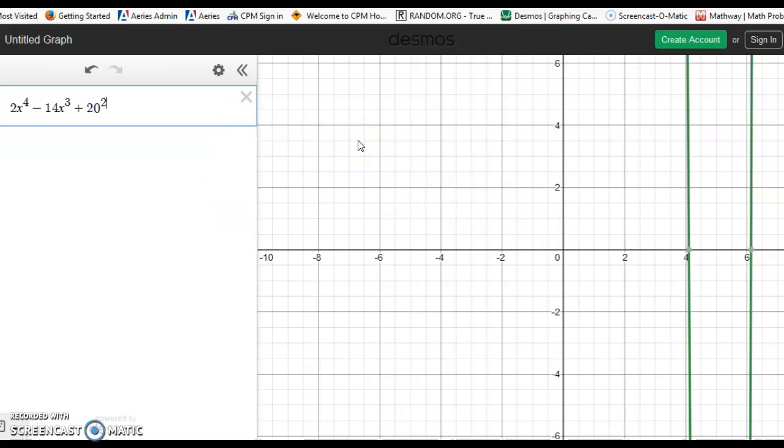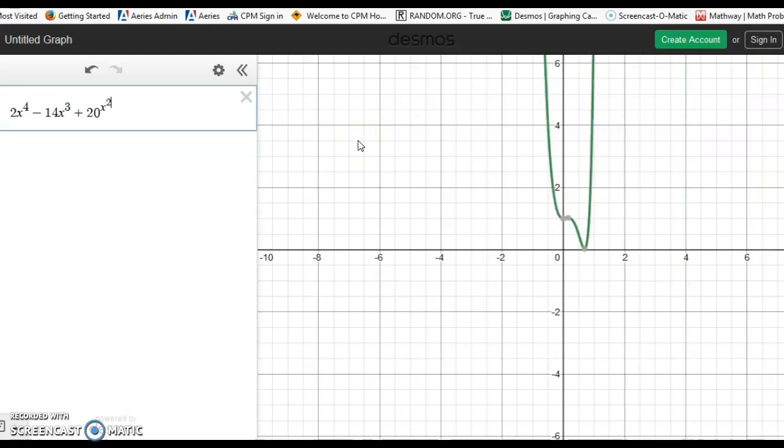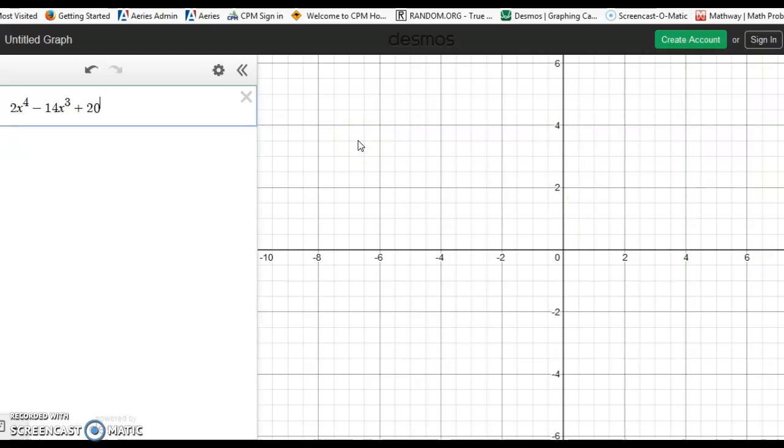Oh, I forgot the x on the x squared. There we go. Hold on. X squared. There we go.